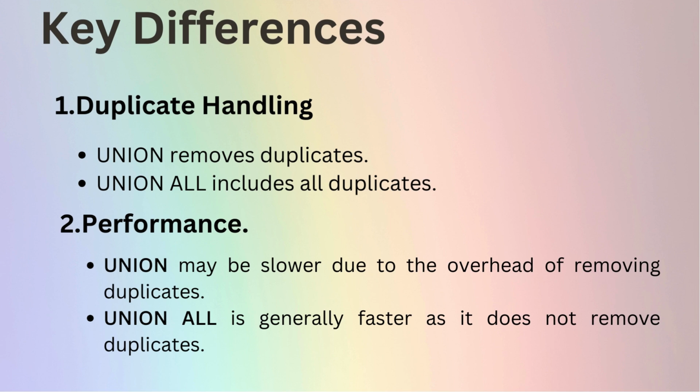UNION removes duplicates. UNION ALL includes all duplicates. Performance. UNION may be slower due to the overhead of removing duplicates. UNION ALL is generally faster as it does not remove duplicates.